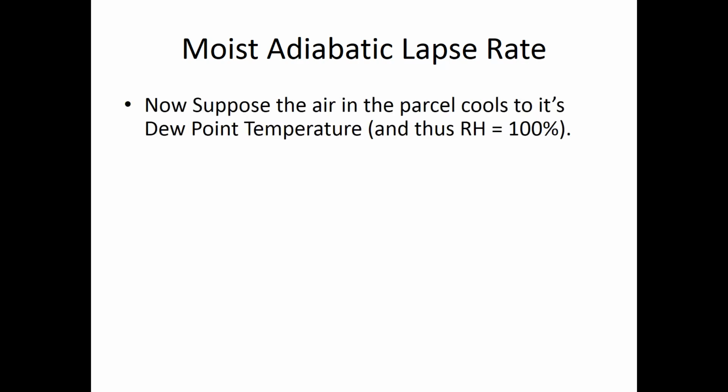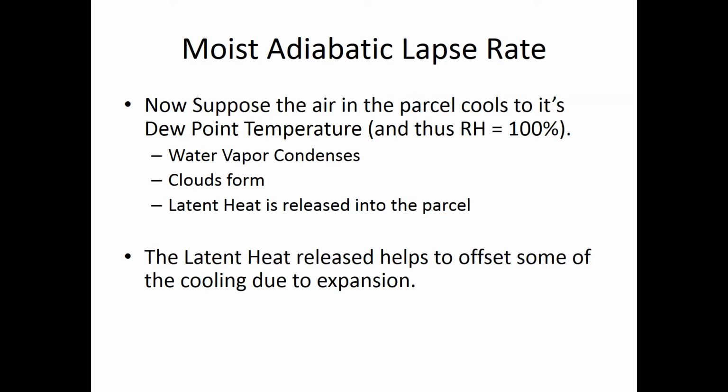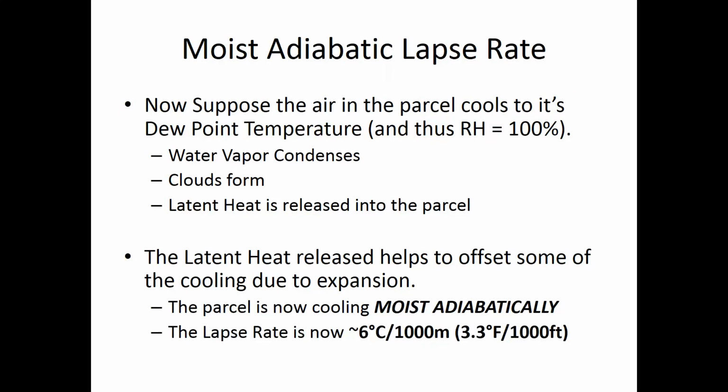With that said, if a parcel of air cools to the dew point temperature, moisture begins to condense. As moisture condenses, clouds form, and latent heat is released into the parcel. This latent heat doesn't quite warm the parcel up, but it slows down the parcel's rate of cooling. In this case, the parcel now rises moist adiabatically, and its rate of cooling, that lapse rate, is now 6 degrees Celsius per every 1,000 meters. So instead of cooling at a rate of 10 degrees Celsius per every 1,000 meters, it cools at a rate of 6 degrees per every 1,000 meters.